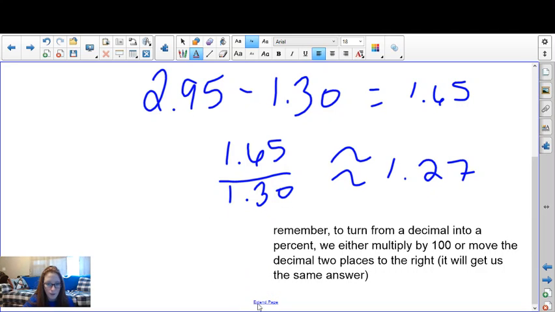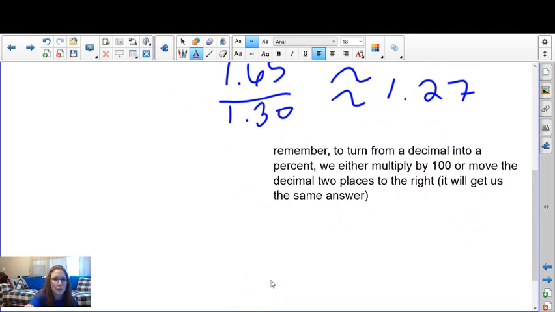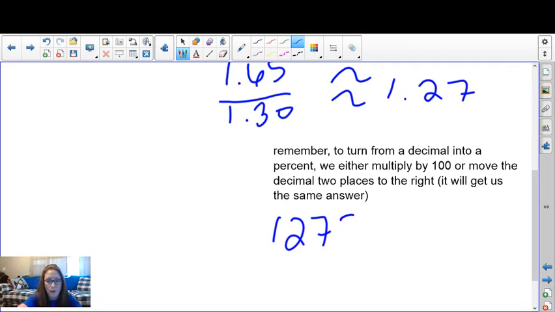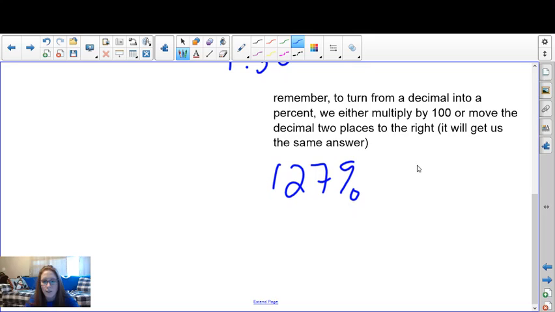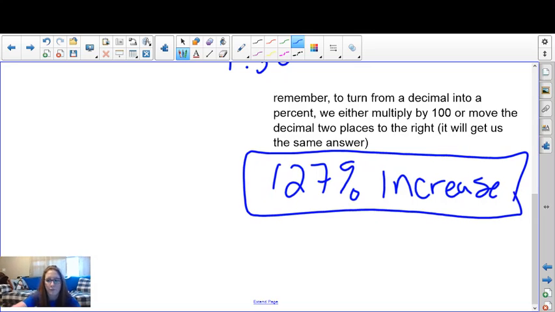And so when I do that, it gives me 127%. And now this is the issue that I had with your video to start with, is that you didn't tell me if it was an increase or decrease. So what's going on to these numbers? Well, if I go back to the original, I went from $1.30 to $2.95. So this is going to be an increase, because in the end, my numbers got bigger. No, that's not a 9, it's a percent sign. So 127% increase.